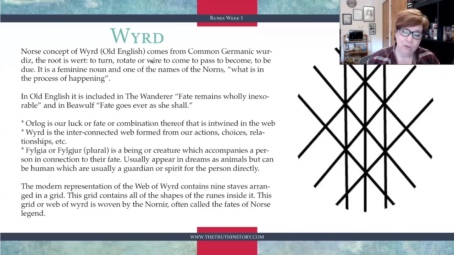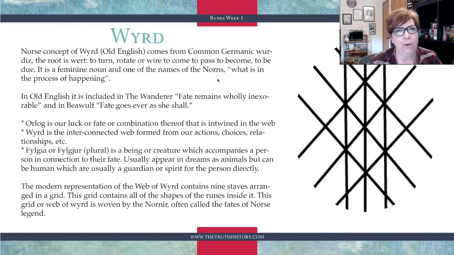And we do see some of that, right? But I love the fact that the actual root word is a feminine noun, and it is one of the names of the three Norns, but it is what is in the process of happening. It's not like a fixed thing that's over here, but we're eternally in the process of creating our fate.